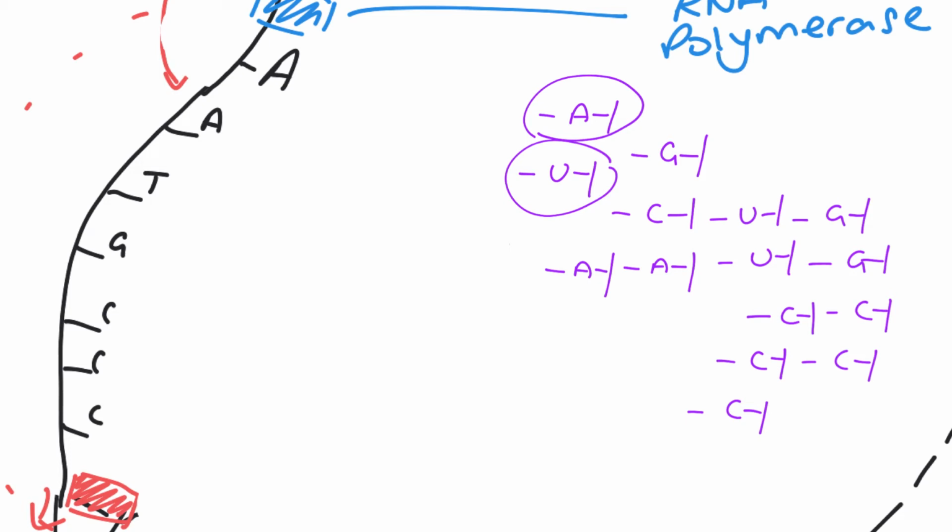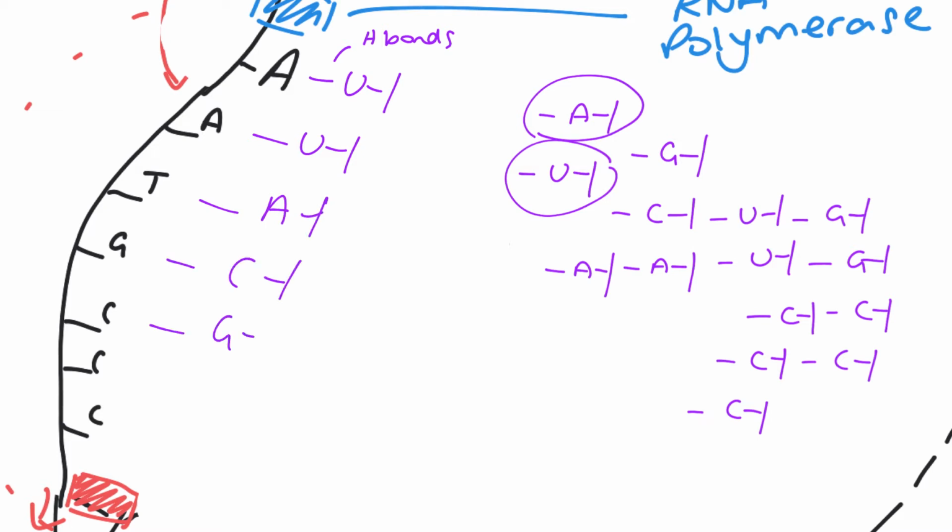So these will come along and they will form hydrogen bonds with their complementary DNA nucleotides. So with our A, U will come along and it will form hydrogen bonds. Then another U, and an A, and a C, and a G, and a G, and a G. Right, so these free-floating RNA nucleotides will come along and form weak hydrogen bonds. No enzyme is needed for this to occur.